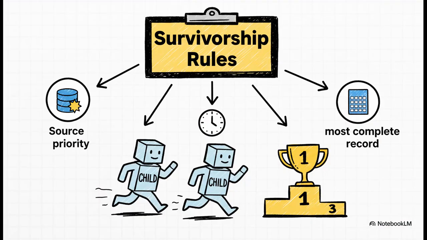And you get all this control through survivorship rules. This is where you get to play judge and jury. You decide which child record wins in a conflict. Maybe you trust one source system more than another. Or maybe you always want the most recently updated address. Or hey, maybe you want the one with the most complete information. You get to define these rules to build your absolutely perfect golden record.